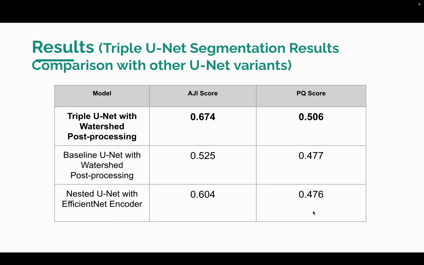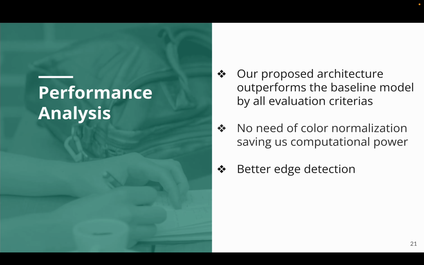We have further compared it to other models that have been implemented on this dataset of frozen samples, and as we can see, our proposed architecture using the triple UNet model and watershed post-processing performs better than those models too. So if we summarize the overall performance, our proposed architecture outperforms the baseline model and also other models that have been implemented on this dataset of frozen samples across all the evaluation criteria such as AJI and PQ.